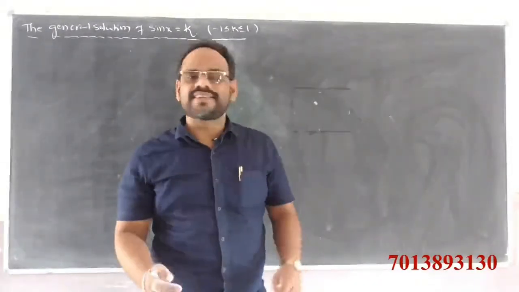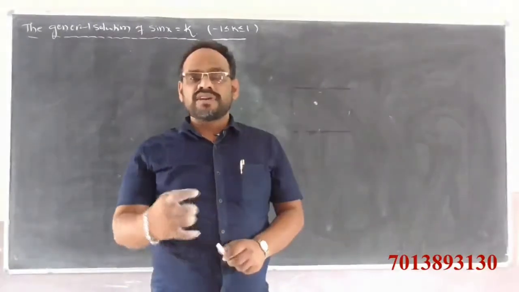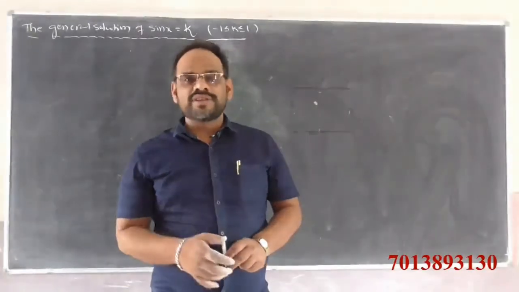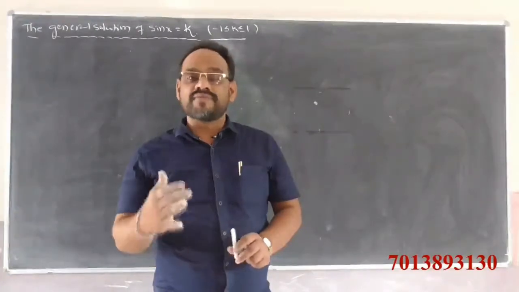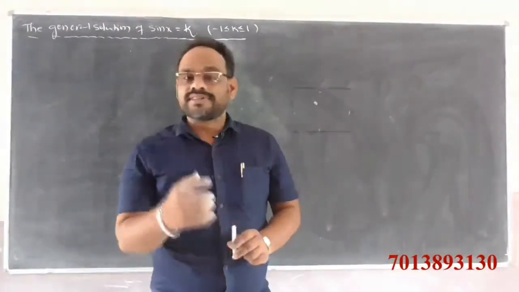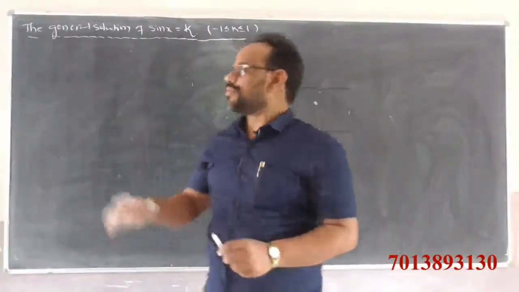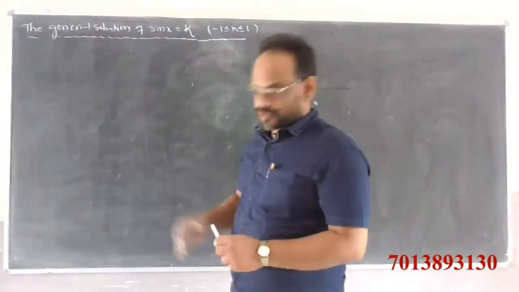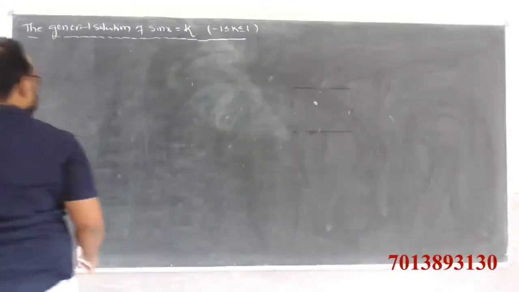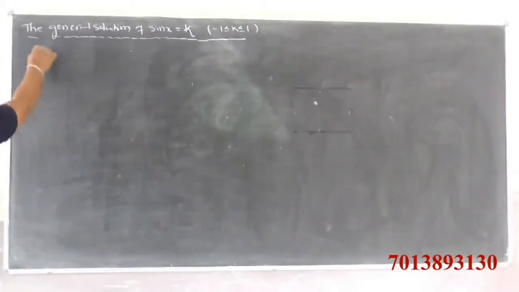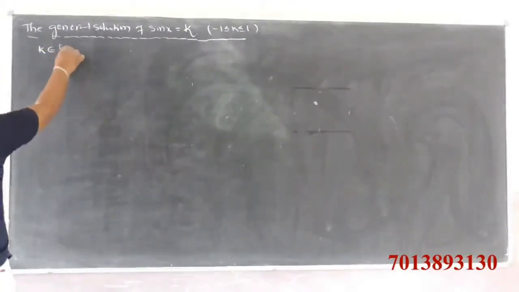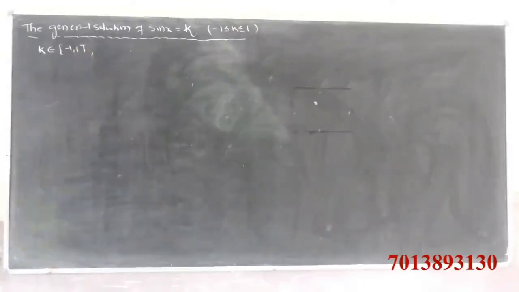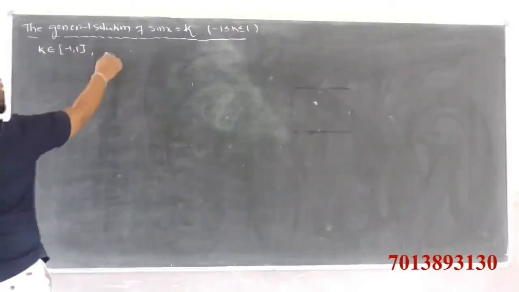For example, sin theta equals 1 by root 2. What is the general solution? Already we know that the principal solution is pi by 4. What does the general solution mean? First of all, you find the general solution of sin x equals k. Clearly k belongs to the closed interval minus 1 comma plus 1.